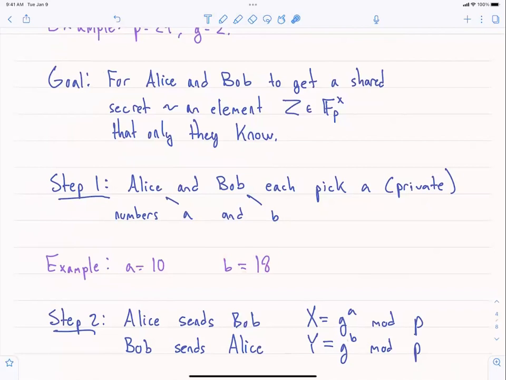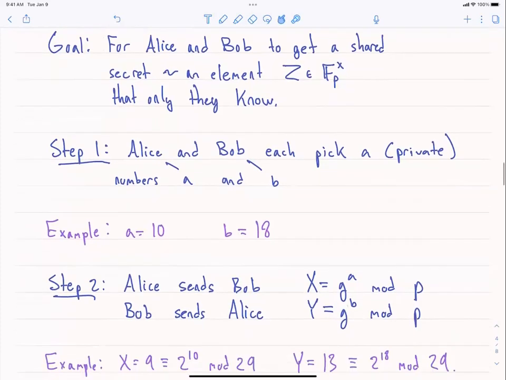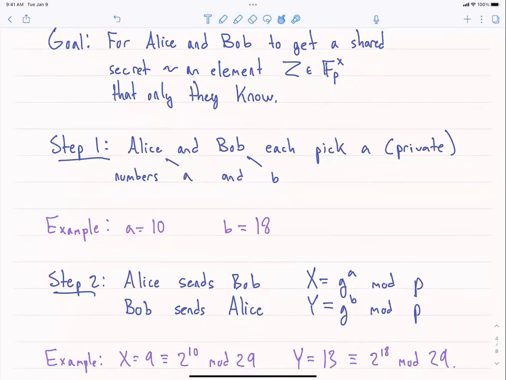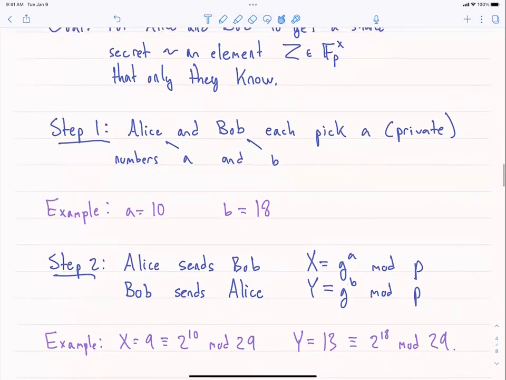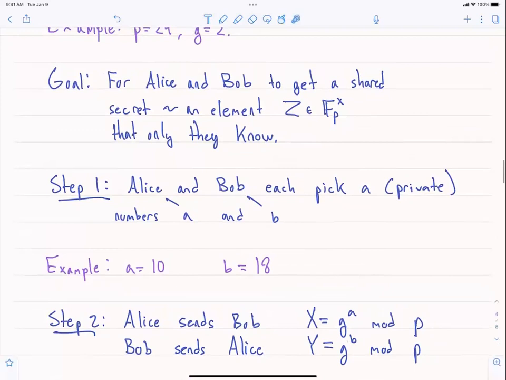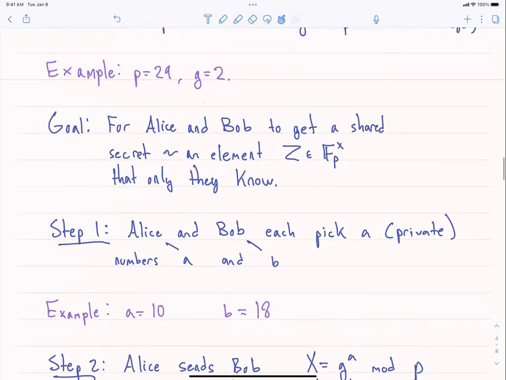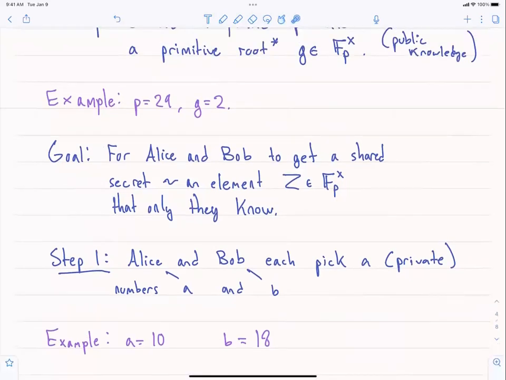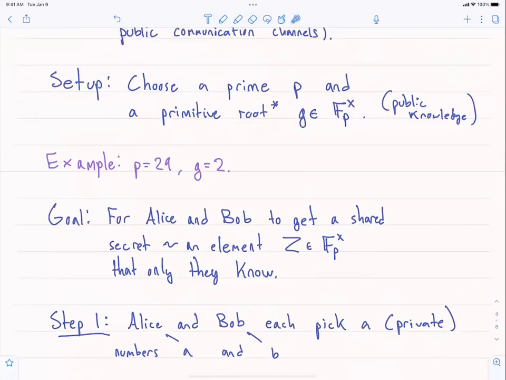And so Alice and Bob, and they should pick these at random. Okay, so good. So they have this. And then what they're going to do is Alice is going to make a computation. So Alice knows the number A, and everyone knows this prime number 29, this prime number P, and this primitive root G. So that is public information.